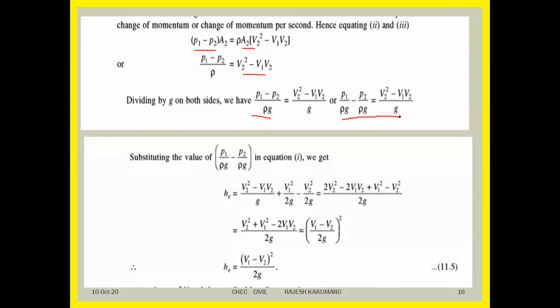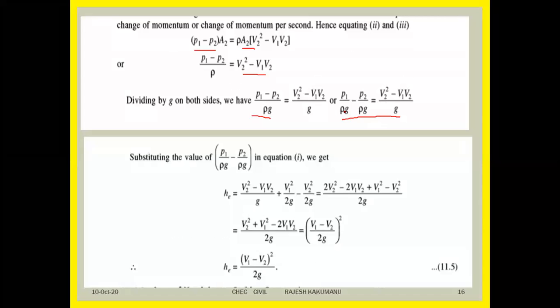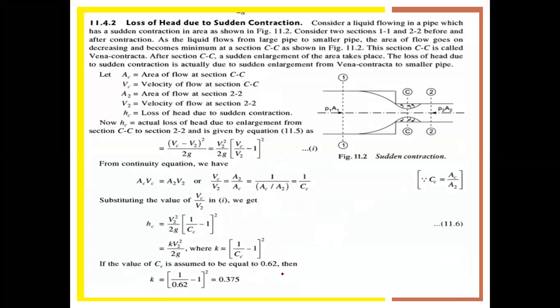Now, substituting this value in equation 1, if you substitute those values and simplify, finally He is equal to this. For sudden enlargement, the formula is He equals (V1 minus V2) whole square by 2g. So this is the formula for sudden enlargement.